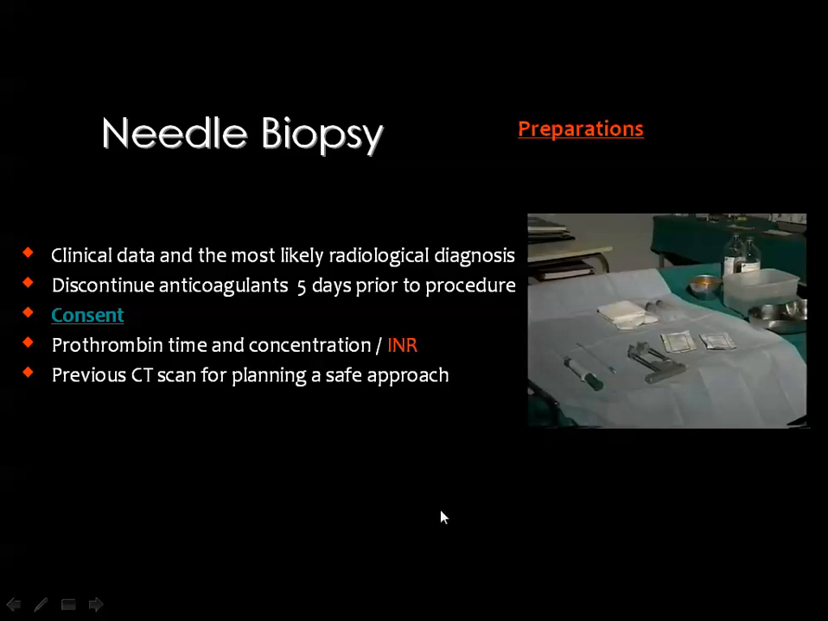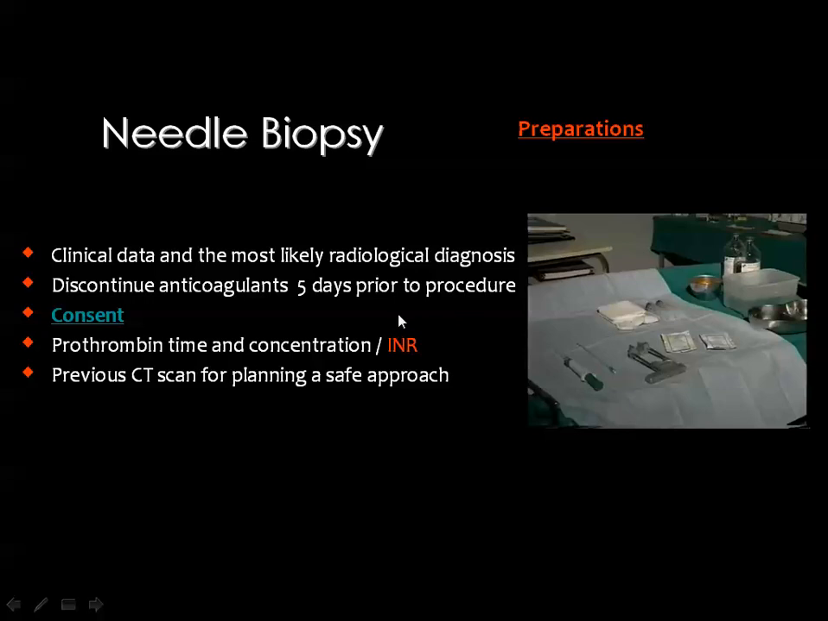Then before you are going to biopsy a lesion in the chest, you should have first the adequate clinical data, and you should know the most likely radiological diagnosis from the films. You should inspect the films to design the approach for your needle, whether it is an anterior approach or posterior approach or lateral approach according to the accessibility of the lesion.